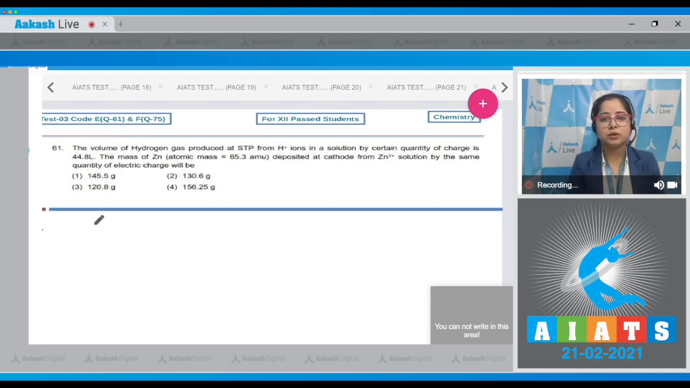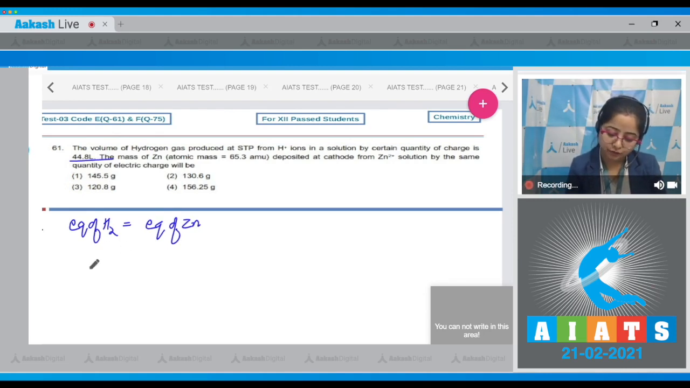Students, for this question, we need to keep in mind that according to Faraday's second law, the number of equivalents of H2 is equal to the number of equivalents of zinc. That means the number of equivalents of H2 we can calculate, since we are given the volume of H2 produced: 44.8 upon 11.2, which is equal to the number of equivalents of zinc, which is equal to W upon equivalent mass. Equivalent mass we can calculate by dividing the molar mass by n factor.